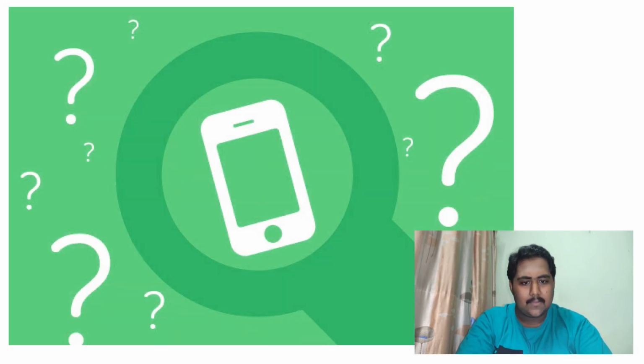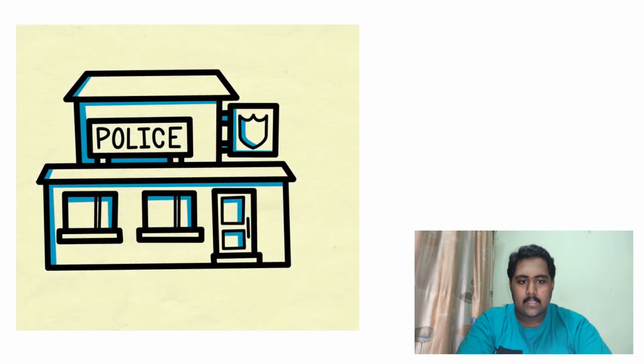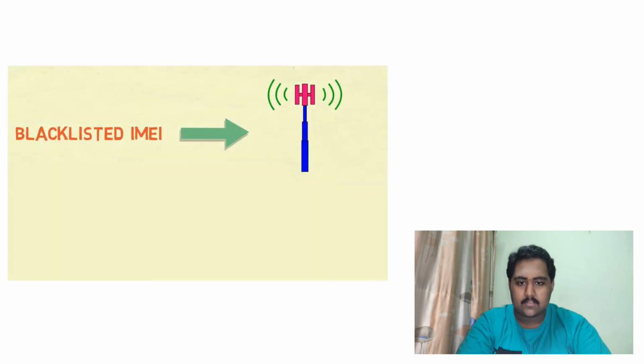In case using the above methods you aren't able to find your device, what you need to do is go to the police and file an FIR. And at that time, they will ask you for the IMEI number of your device. Then, working in conjunction with the service providers, the police using your IMEI number may be able to track your device.